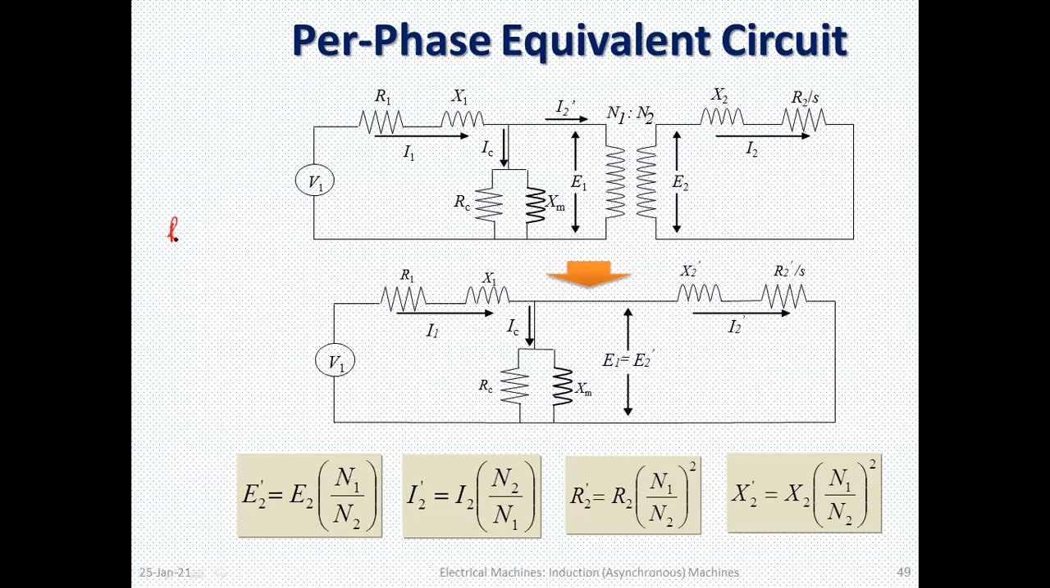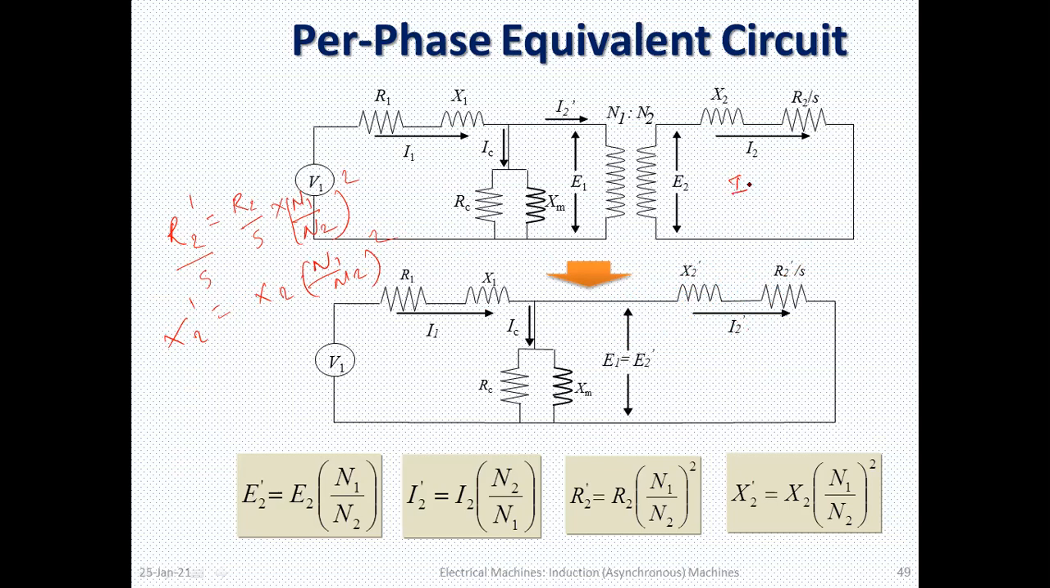We can write R2 dash by S as equal to R2 by S multiplied by (N1 by N2) whole square. This is called the turn ratio, meaning if you transfer from this side to this side, we have to multiply like this. In the same way X2 dash can be written as X2 multiplied by (N1 by N2) whole square. So this parameter is transferred to this side, and this I2 current will flow in the transferred side. So I2 dash is written here. I2 dash is the secondary current referred to the primary side.